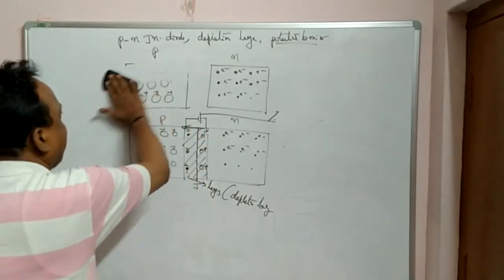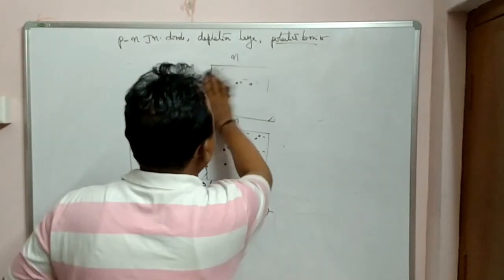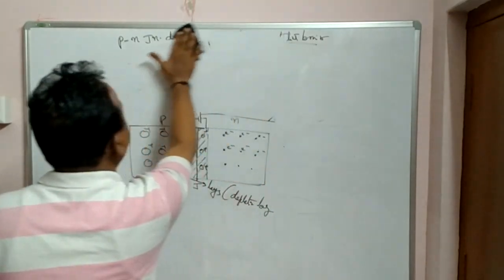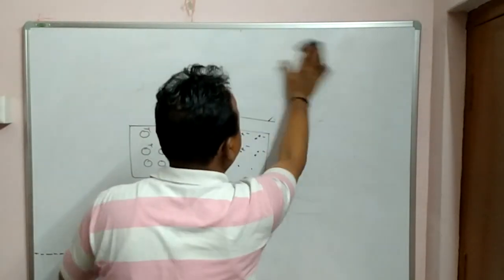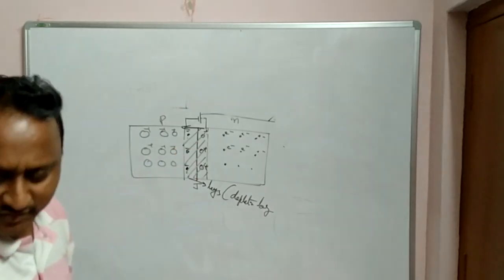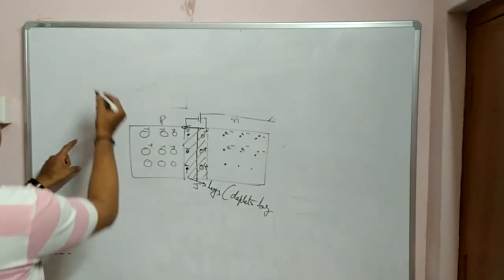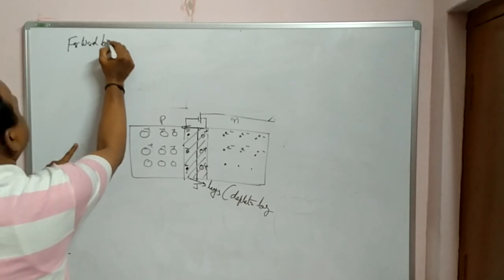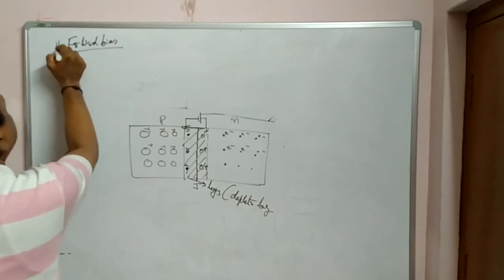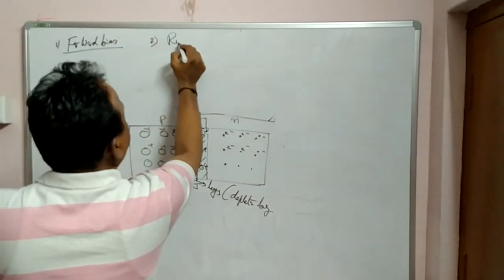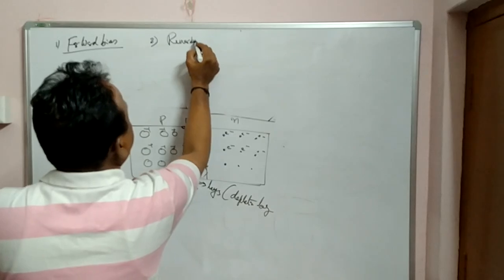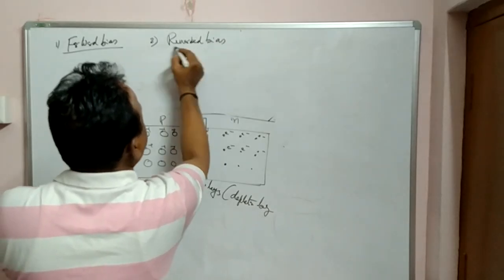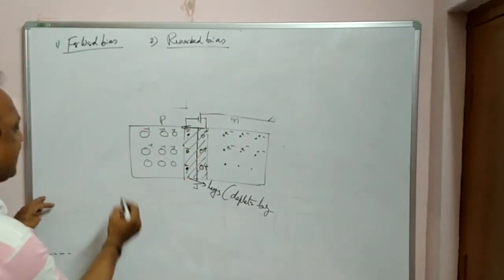Clear? Now we will explain how to remove the thickness of the layer, and that is nothing but the forward and reverse bias condition. How to remove that layer? Now we will explain the next one, called forward bias and reverse bias. Now what is forward bias?